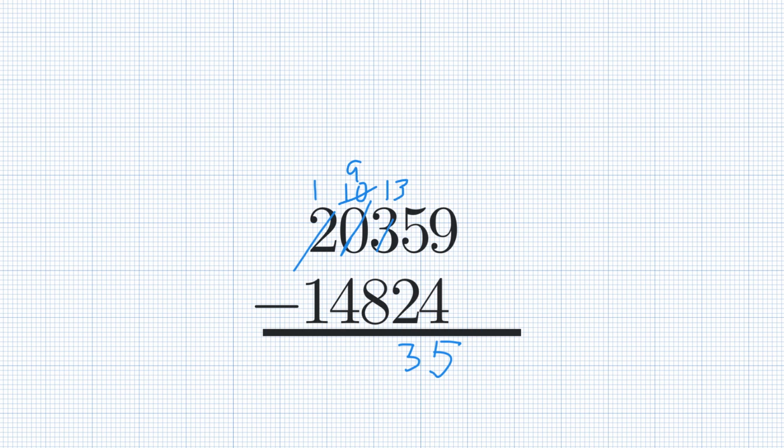So now we are in a place where we can subtract. 1300 minus 800 leaves 500. 9,000 minus 4,000 leaves 5,000. And 10,000 minus 10,000 leaves no thousands. So our solution, the difference here for this problem, 5,535.